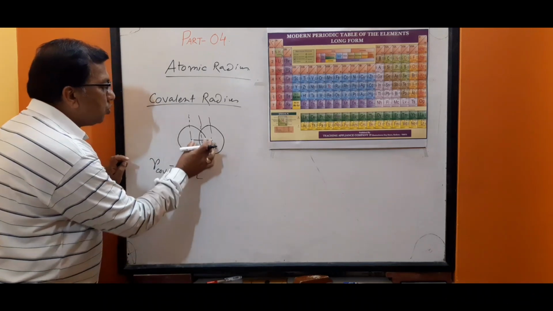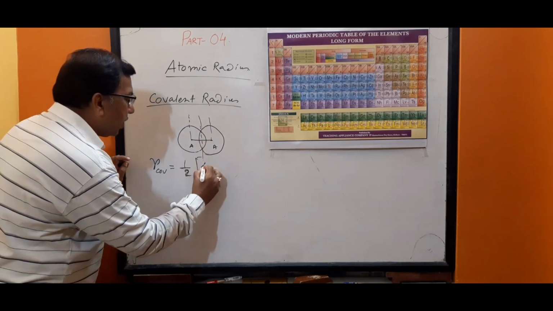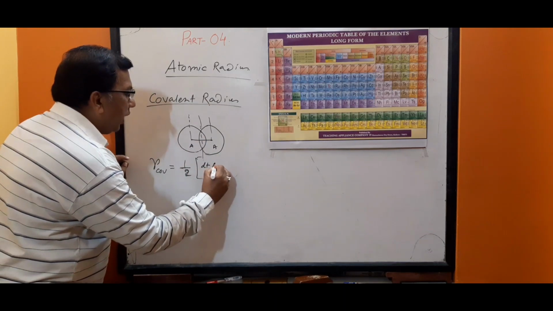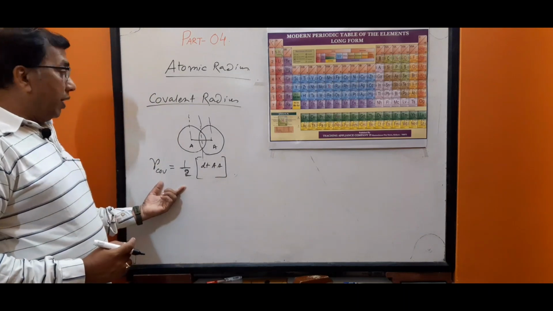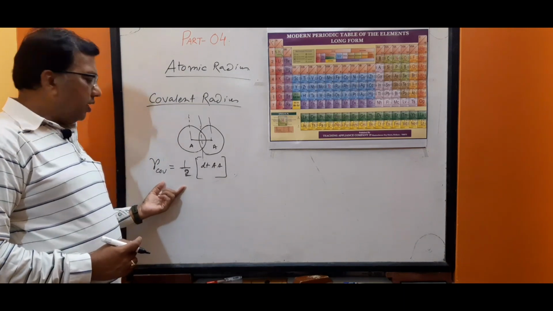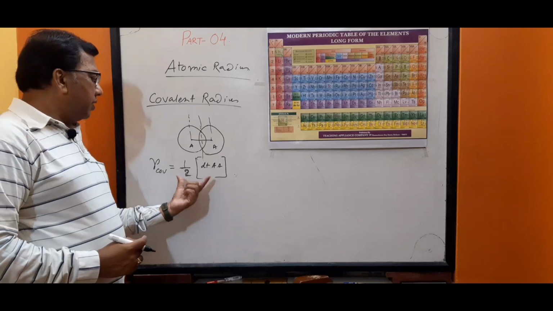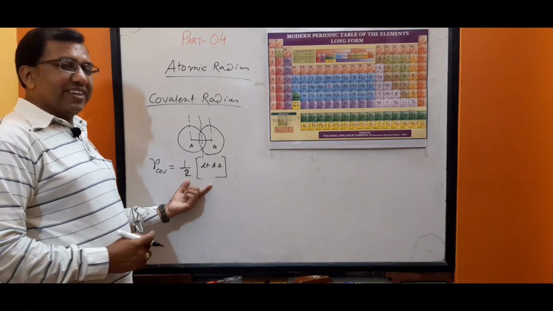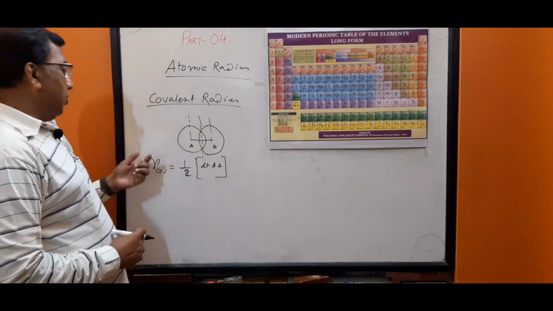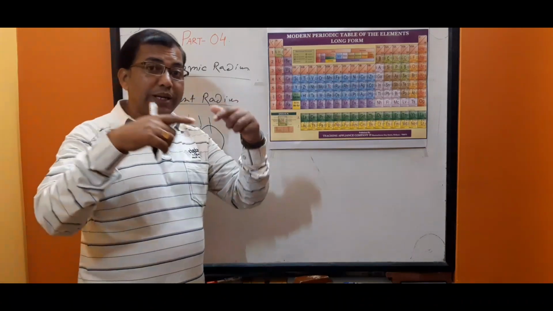the distance between the two, that is, the distance between A and A. This is the covalent radius. You can easily calculate the radius of a covalent bond by this formula. Okay, clear? But here I have considered that there are two similar atoms.